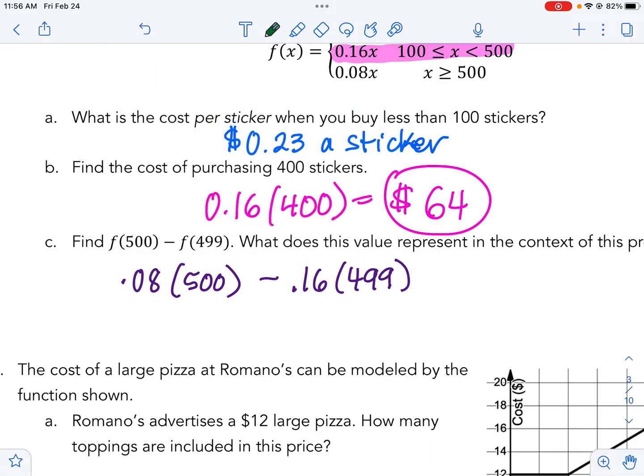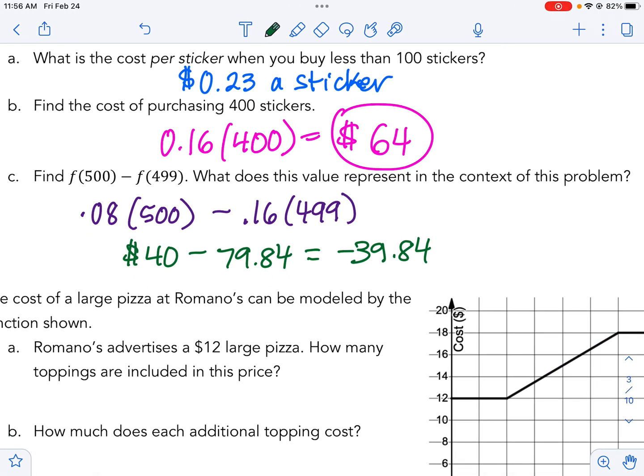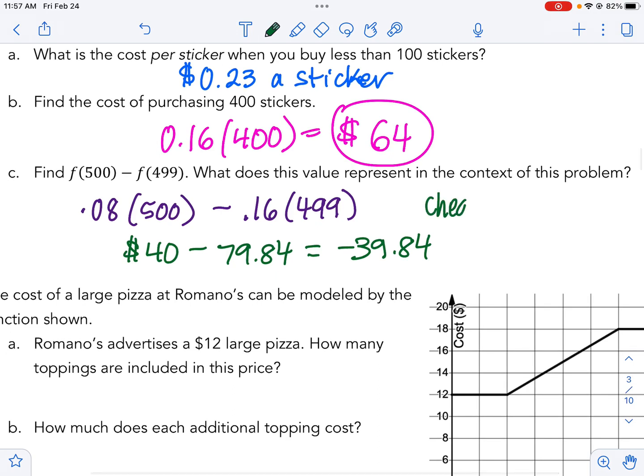Okay, so we get, this is $40 minus $79.84, which is negative $39.84. So what that means is it's cheaper to get 500 stickers compared to 499 because you get a lower price. So cheaper to get the 500. Cheaper to get 500 versus 499 stickers because you get that lower price.